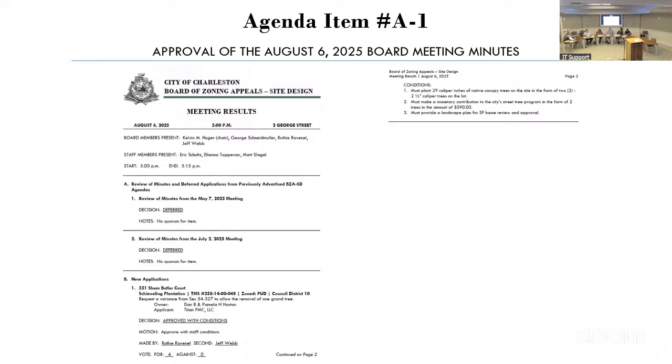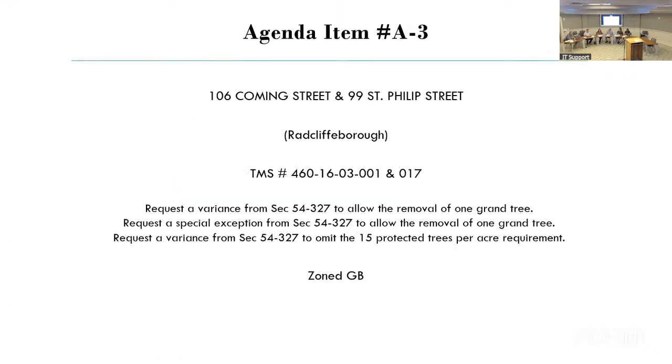So now we will go on to the next item, which is going to be A3, which is 106 Cumming Street and 99 St. Philip Street, the Radcliffeborough. TMS numbers are 460-16-03-001 and 017. The zone is PUD in Council District 6. Requested variance from section 54-327 to allow the removal of one grand tree. Request a special exception from section 54-327 to allow the removal of one grand tree. And request a variance from section 54-327 to omit the 15 protected trees per acre requirement.